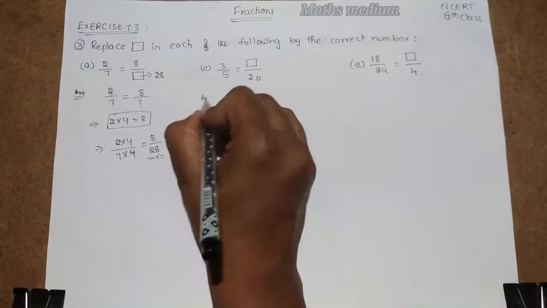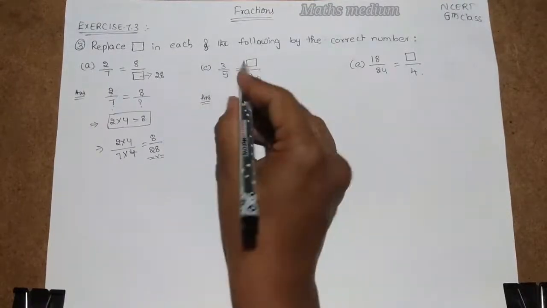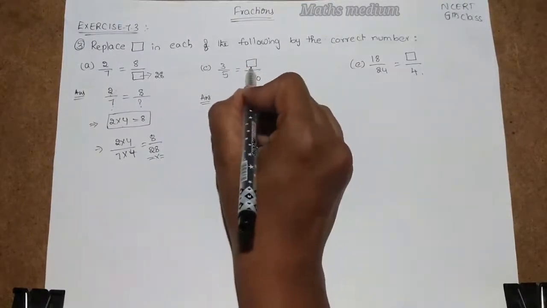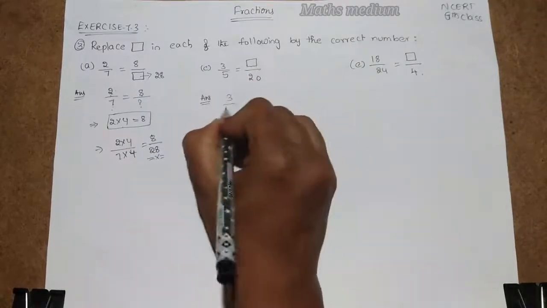Similarly, solve this question also. Here we have to find the numerator. So 3 by 5.